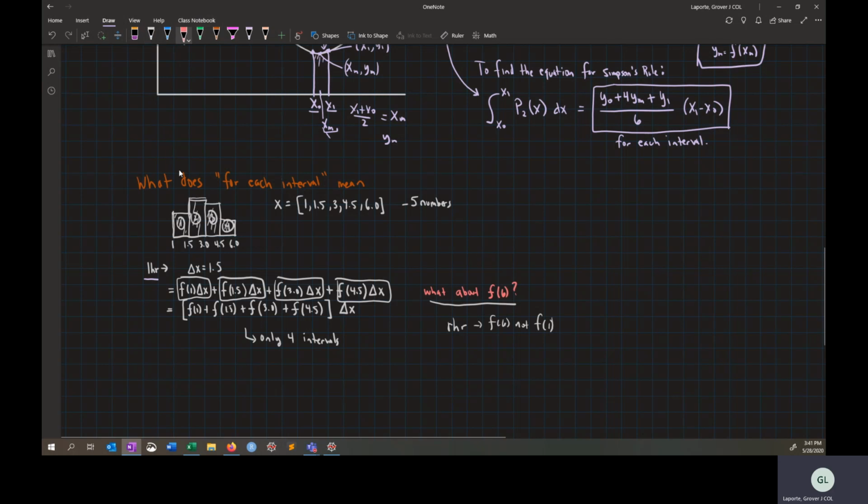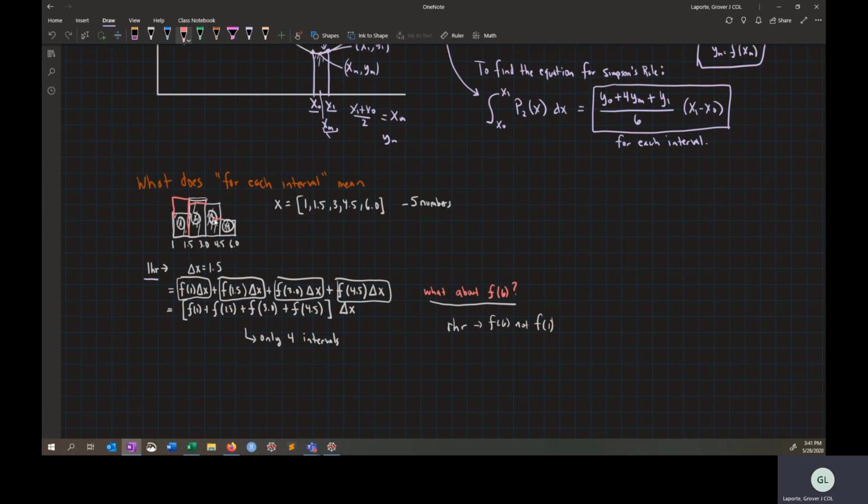Here, let me draw it in a different color. So I would be worried about this, and then my right hand would go over on that side, and then I'd be worried about this one, and I'd be going that direction. So it's the same, you end up getting the same rectangle, but moved over one.